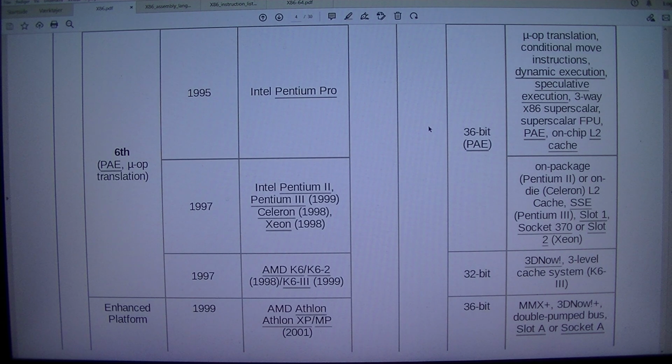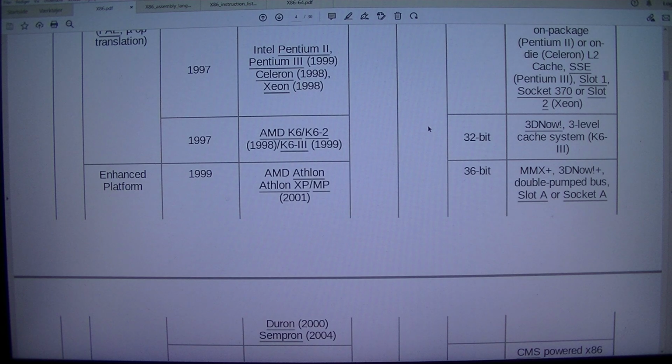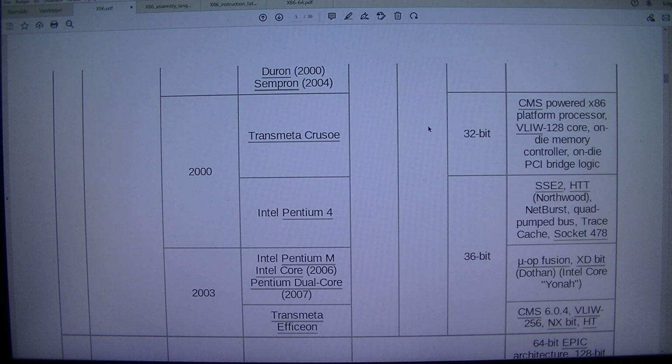AMD K6/K6-2, 1998, K6-III, 1999, 32-bit, 3DNow!, 3-level cache system, K6-III, enhanced platform, 1999 AMD Athlon, Athlon XP/MP, 2001, 36-bit, MMX Plus, 3DNow! Plus, double-pumped bus, Slot A or Socket A, Duron, 2000, Sempron, 2004. 2000 Transmeta Crusoe, 32-bit, CMS-powered x86 platform, processor with VLIW 128-bit core, on-die memory controller, on-die PCI bridge logic.